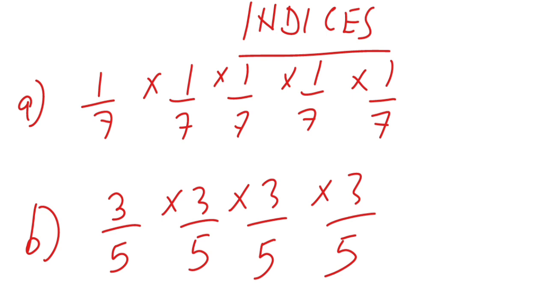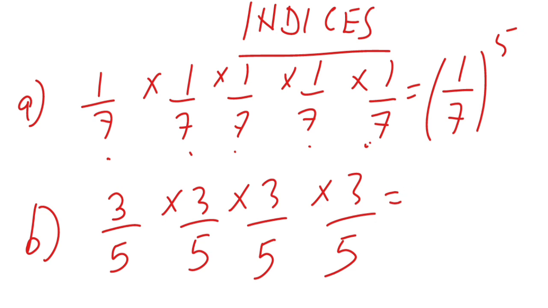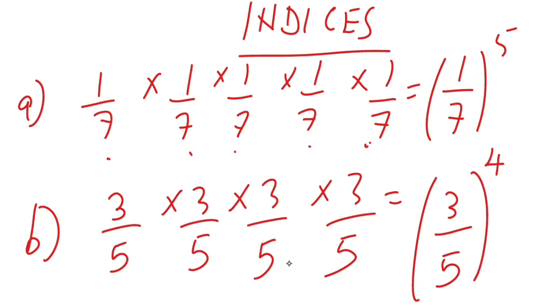Now, if you've been given something like this, 1 over 7 times 1 over 7 times 1 over 7 times 1 over 7, if you wanted to write it in index form, you just write it like this. Rather than writing all the numbers, you'd say 1 over 7 to the power of 5, because you have 1, 2, 3, 4, and 5. What if you had 3 over 5 times 3 over 5 times 3 over 5 times 3 over 5? In index form, you write it as 3 over 5 to the power of 4 because of those 4 numbers. Okay, and it should resemble each other.